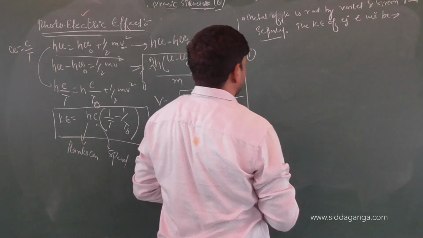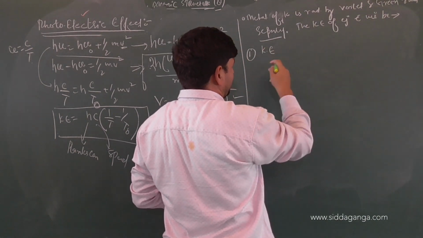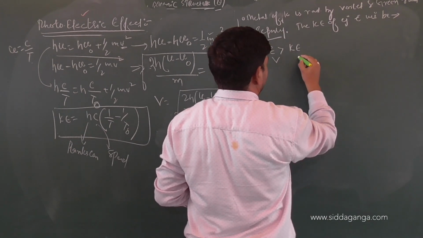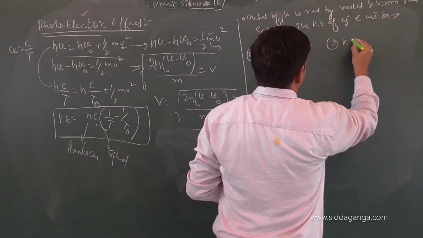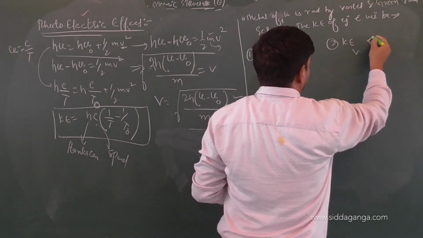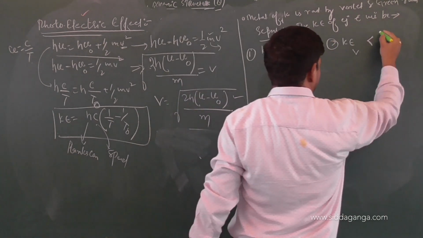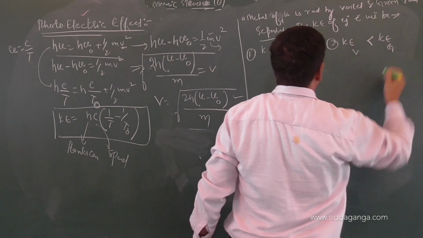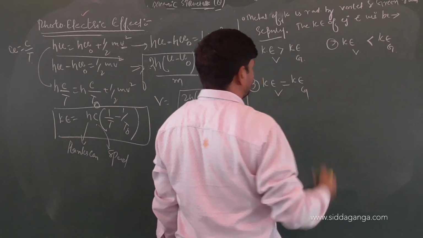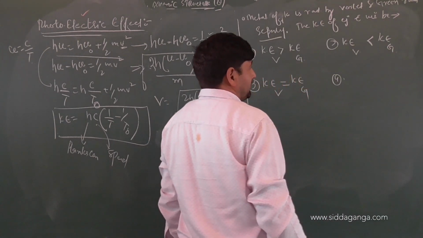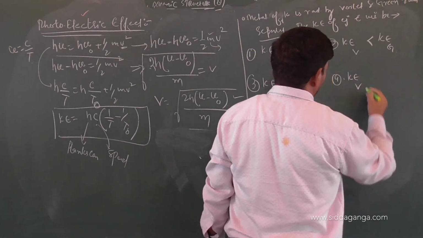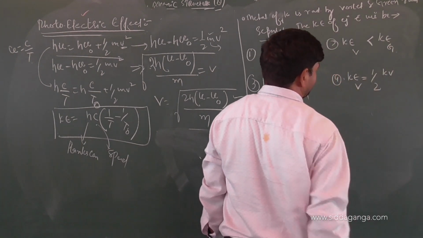We have options here. First one, kinetic energy of electron ejected by violet will be more than kinetic energy of electron ejected by green. Second, kinetic energy of the electron ejected by violet, I am assuming photoelectric effect is happening, is less than kinetic energy of green. Third option is kinetic energy of the electron ejected by violet equals kinetic energy of electron ejected by green. And fourth one is kinetic energy of electron ejected by violet equals half that of green.